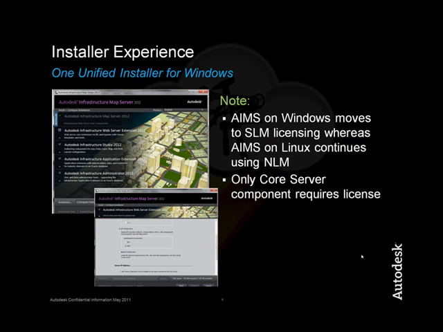If you're using other Autodesk 2012 products, you will see the very familiar installation UI when installing AIMS on Windows. It uses a unified installer for Windows. Another change is that AIMS on Windows uses standalone licensing mode, which means you do not need to configure a license server. While AIMS on Linux continues using network license mode. Only the core server component requires a license.